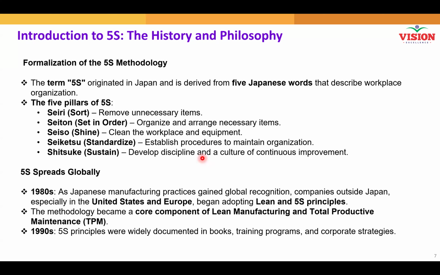So creating an environment very supportive for your improvement initiative is very, very important, which 5S has a big potential to make happen.